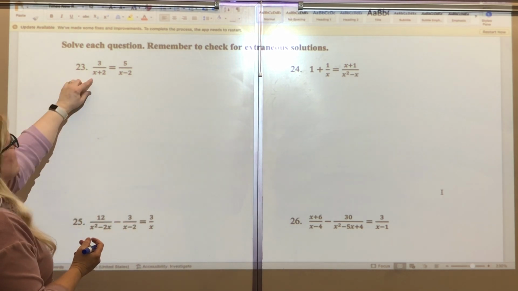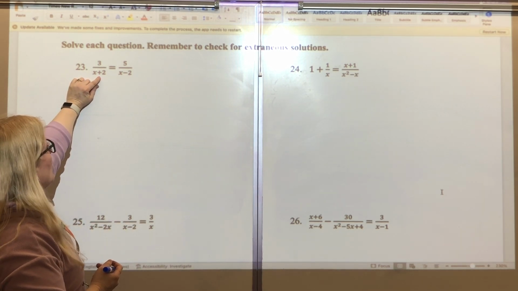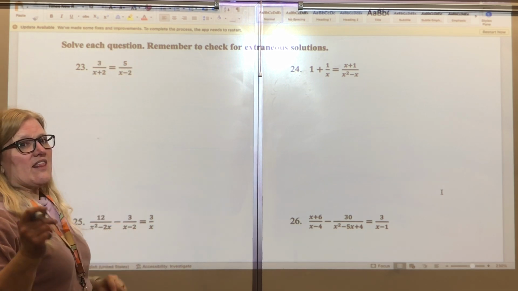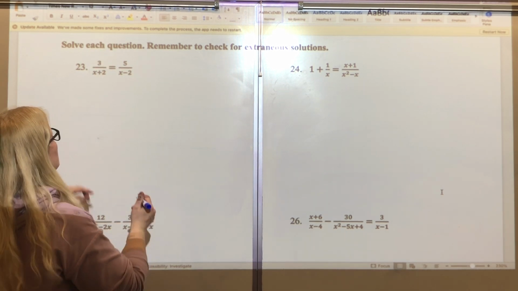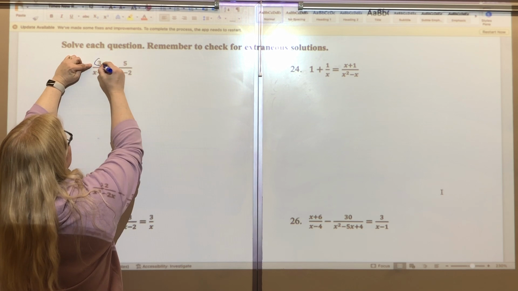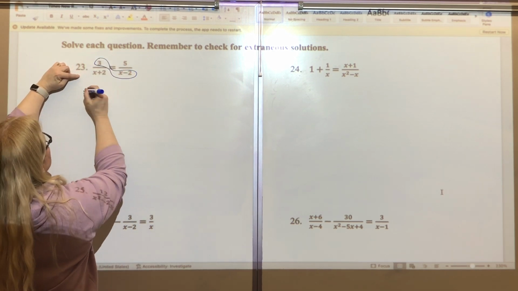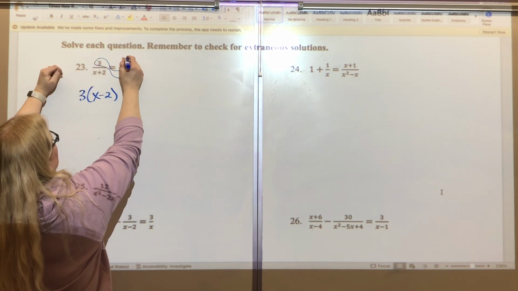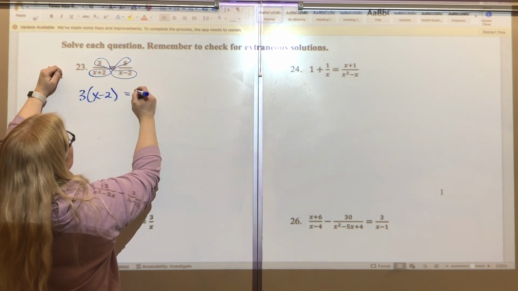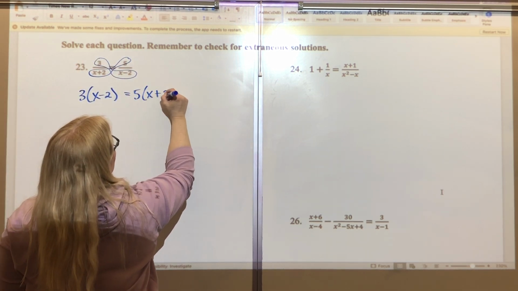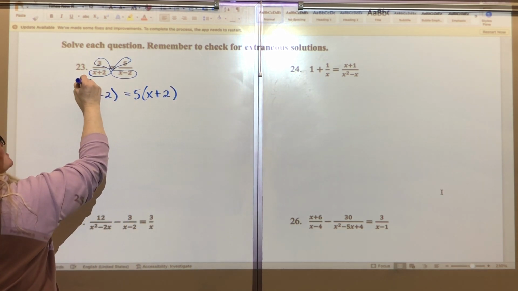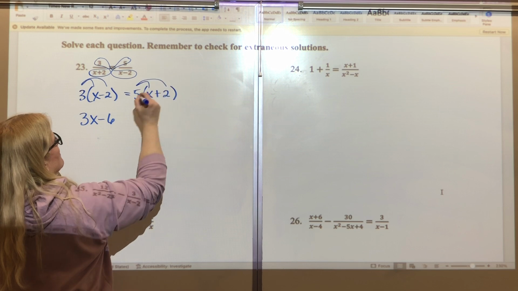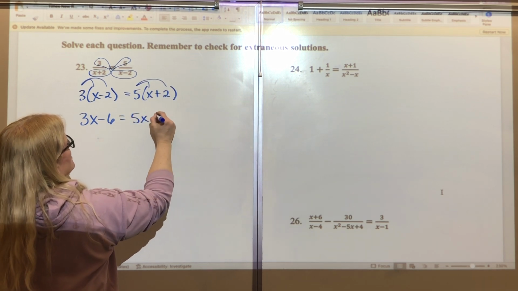All right, so this first one, number 23, we've got 1 fraction equal to 1 fraction. This is where we can cross multiply. So 3 times x minus 2 equals 5 times x plus 2. Okay? Now I'm going to solve this. So I'm going to distribute each side. So equals 5x plus 10.